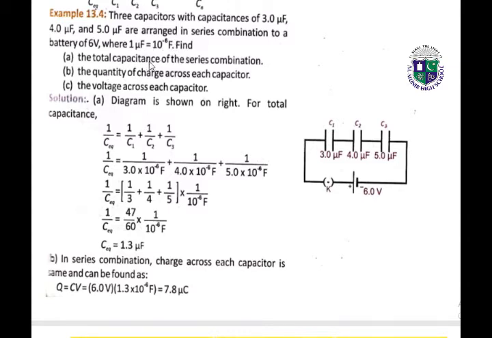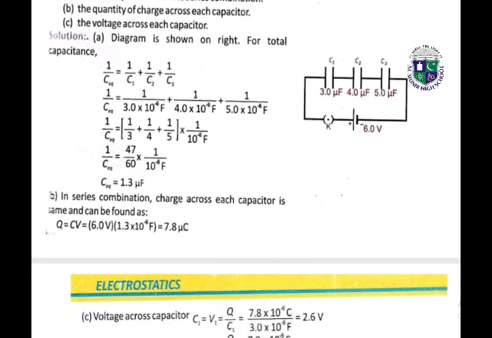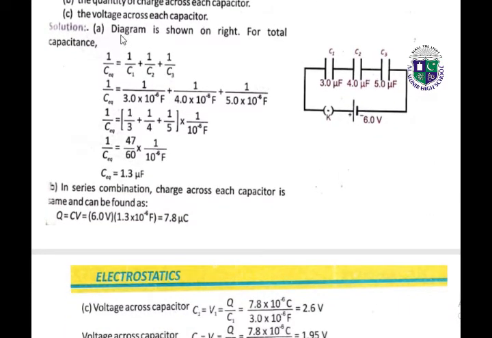Find the total capacitance, the quantity of charge and the voltage. So look here, we have the figure of this statement which shows the voltage. Number A, the diagram is shown on the right. To find the total capacitance, we have this formula: 1 over C equals 1 over C1 plus 1 over C2 plus 1 over C3. By putting the values, we get the total capacitance by calculating it.